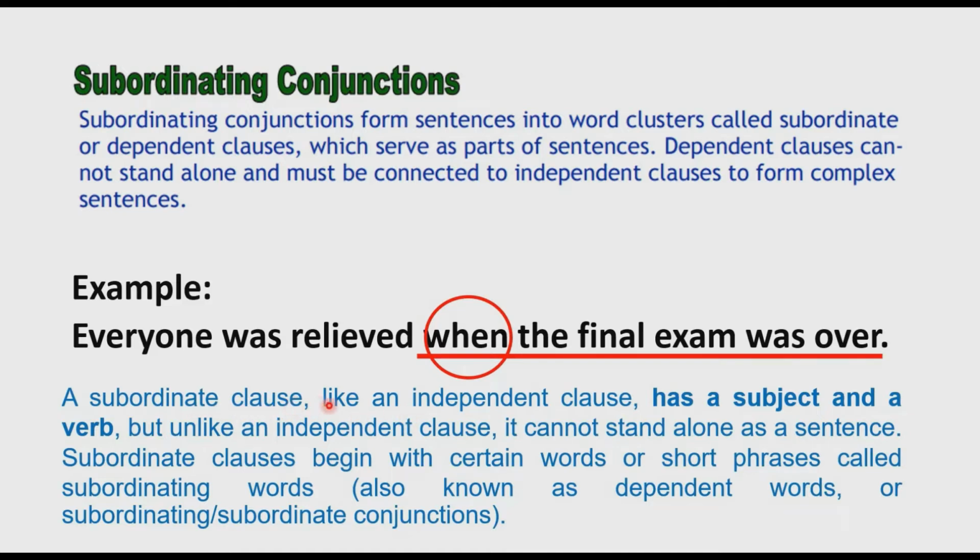A subordinate clause, just like an independent clause, also has a subject and a verb. But unlike the independent or the main clause, it cannot stand alone as a sentence. Subordinate clauses begin with certain words or short phrases, sometimes called subordinating words. Sometimes they are called dependent words, subordinating or subordinate conjunctions. So there are many ways to call them.